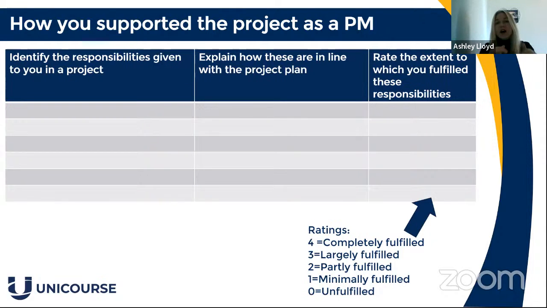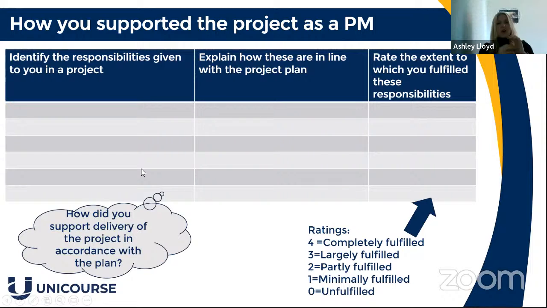Did you have off tangents for some reason? Was there any problems? And all responsible for it as a project manager. How did you support the delivery of that responsibility in accordance with the plan?